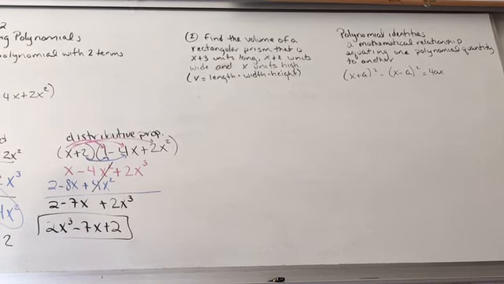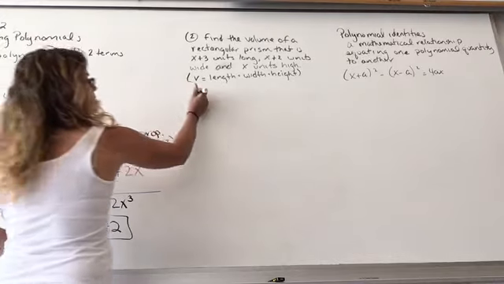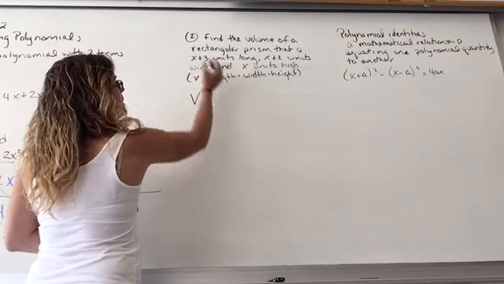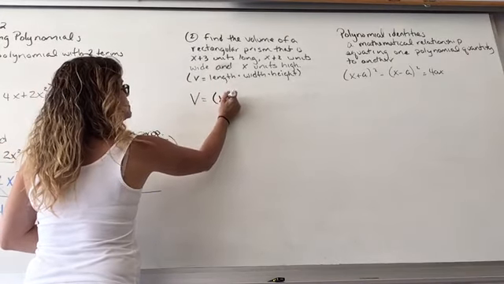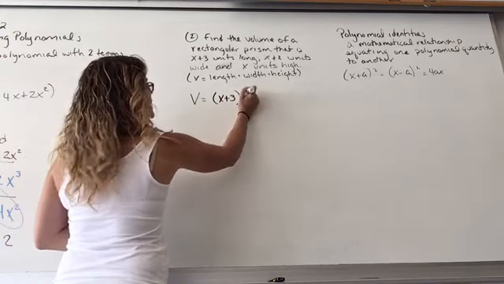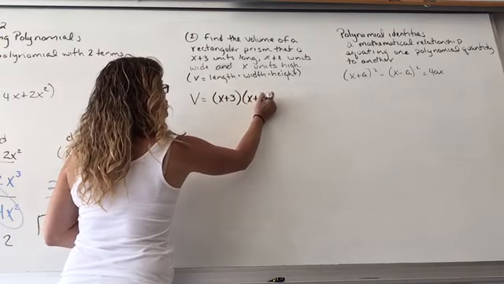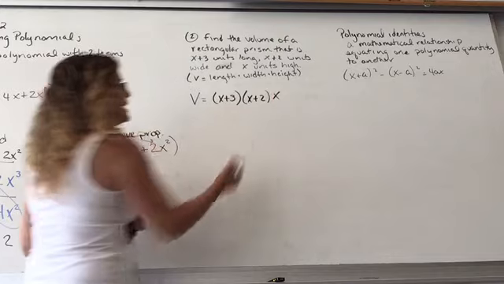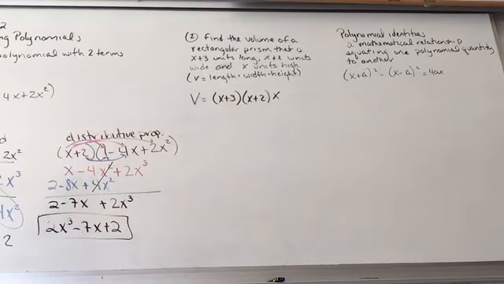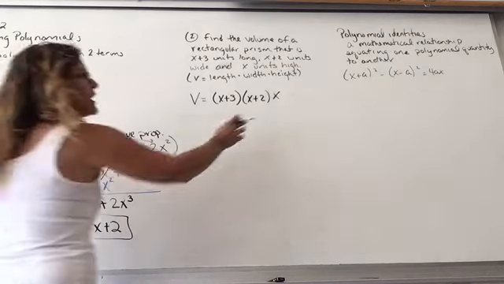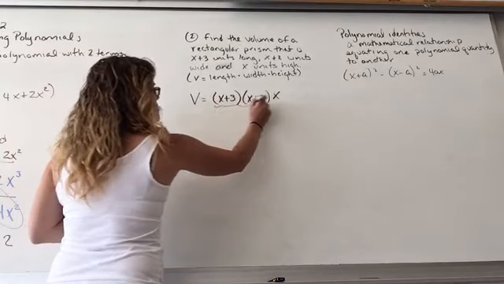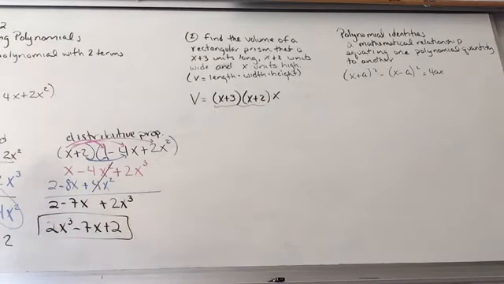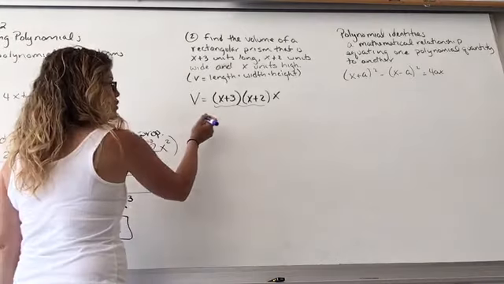So what that means is to find this volume, I'm going to take my length, x plus 3, and multiply it times my width, x plus 2, and times my height. I have 3 things to multiply together here. When you're multiplying, it doesn't necessarily matter the order. I think multiplying by x is really easy, so I always like to save it to the end. So I'm going to multiply these together first.